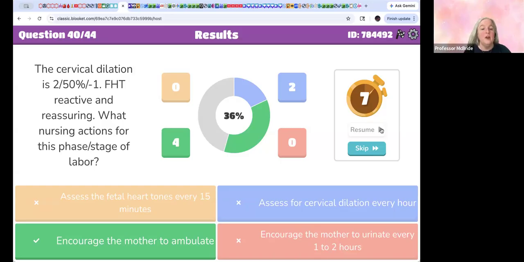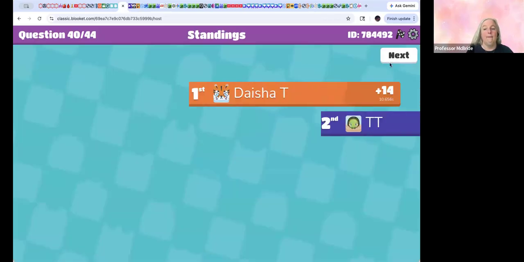Plus, her moving around is going to be better for her mentality too, instead of just staying in her room or lying in bed. We don't need to monitor the fetal heart tones every 15 minutes. We're not assessing her cervix every hour. And we don't need her to urinate every 1 to 2 hours. She should usually empty her bladder about every 3 to 4 hours. So ambulation was the best choice for this.